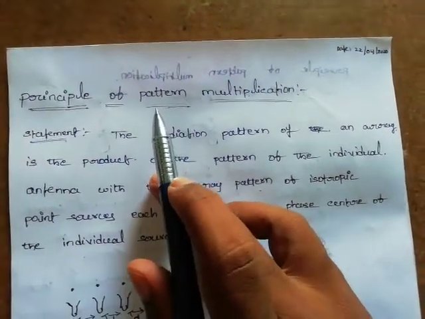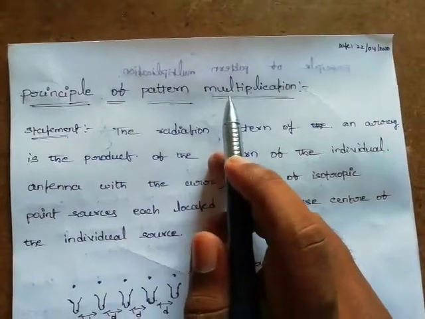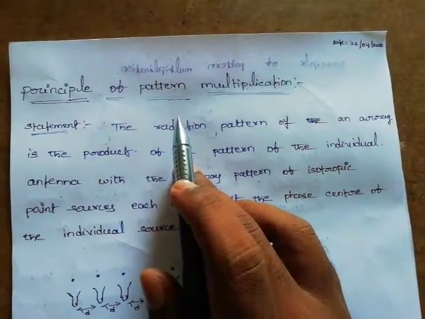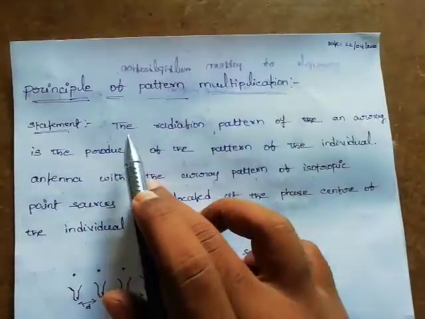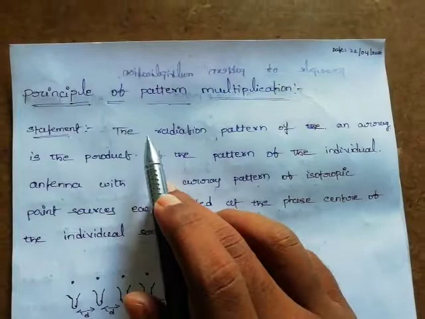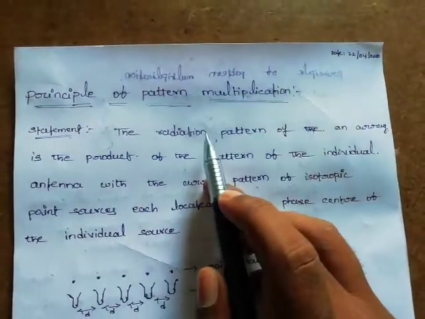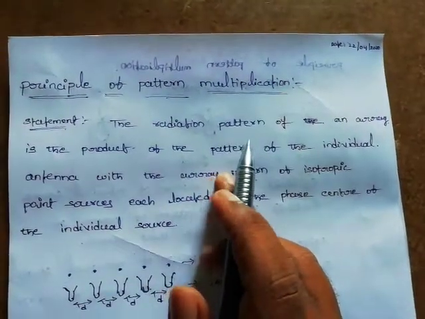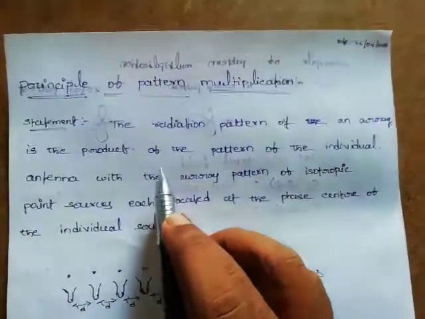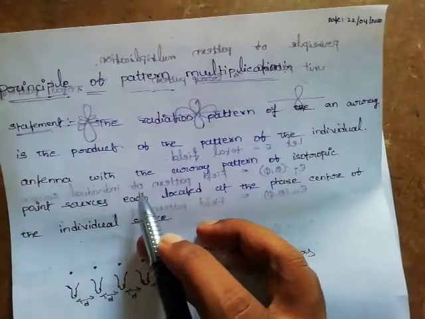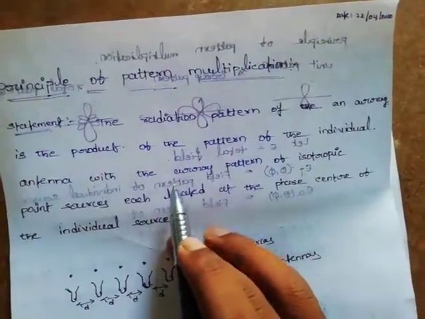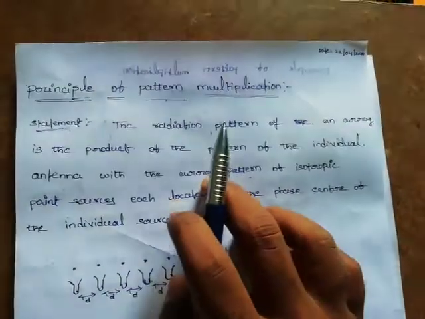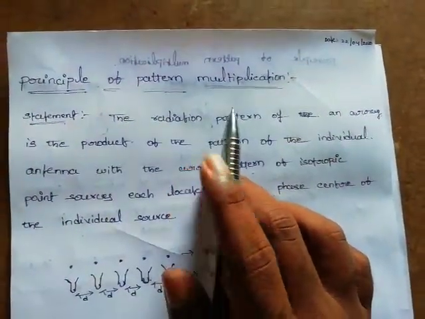So today our topic is the principle of pattern multiplication. What is pattern multiplication? What is the statement and what does it mean? Now I am reading the statement. Just listen. The radiation pattern of an array is the product of the pattern of the individual antenna with the array pattern of isotropic point sources, each located at the phase center of the individual source. So this is the statement and principle of pattern multiplication.